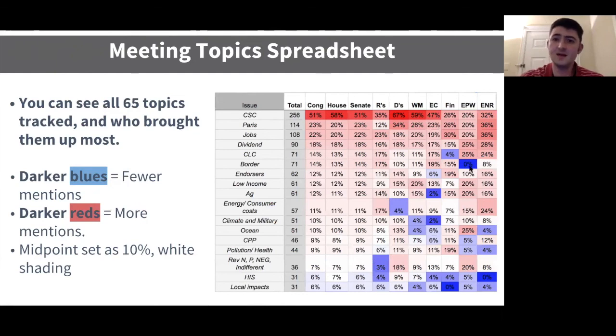So you can see at the top, you have over 50% of Congress as a whole, 58% of the House, 51% of the Senate is bringing up the Climate Solutions Caucus. And here I set the midpoint as 10%. So 10% is color white, and you get darker shades, pinks, and then reds as you get more mentions. You get lighter blues, and then down to dark blue as you have fewer mentions.